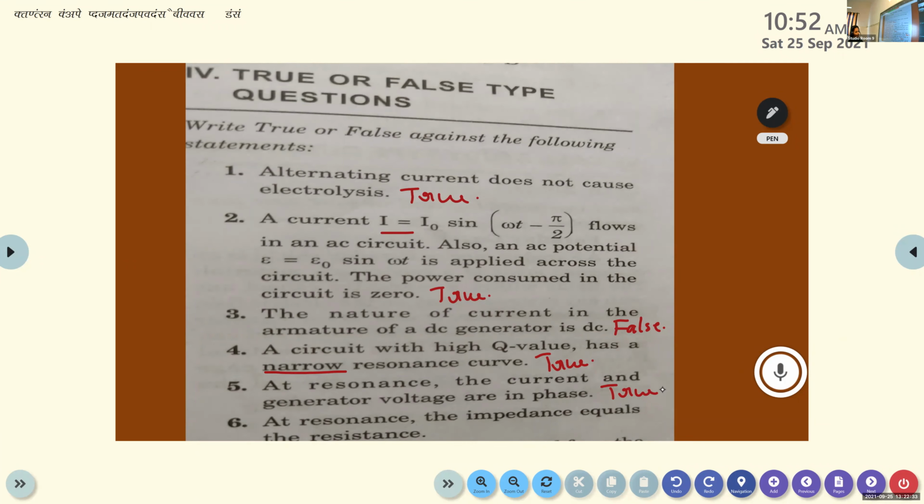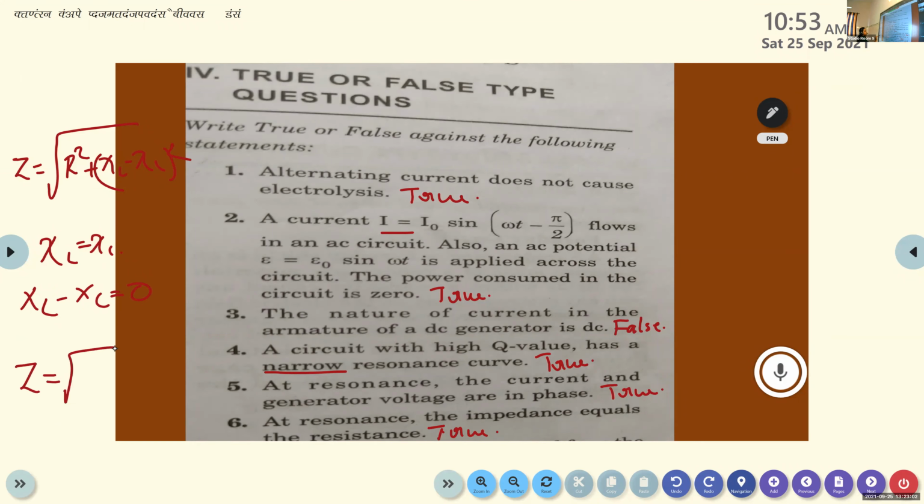Is it true or false? It is true. At resonance, the impedance equals resistance. Why? We have an equation for impedance. Z is equal to root of R square plus (X_L minus X_C) the whole square. And we know that at resonance, X_L is equal to X_C, or X_L minus X_C is equal to 0. Then impedance Z is equal to root of R square, or Z is equal to R. So at resonance, the impedance is equal to resistance. It is true.